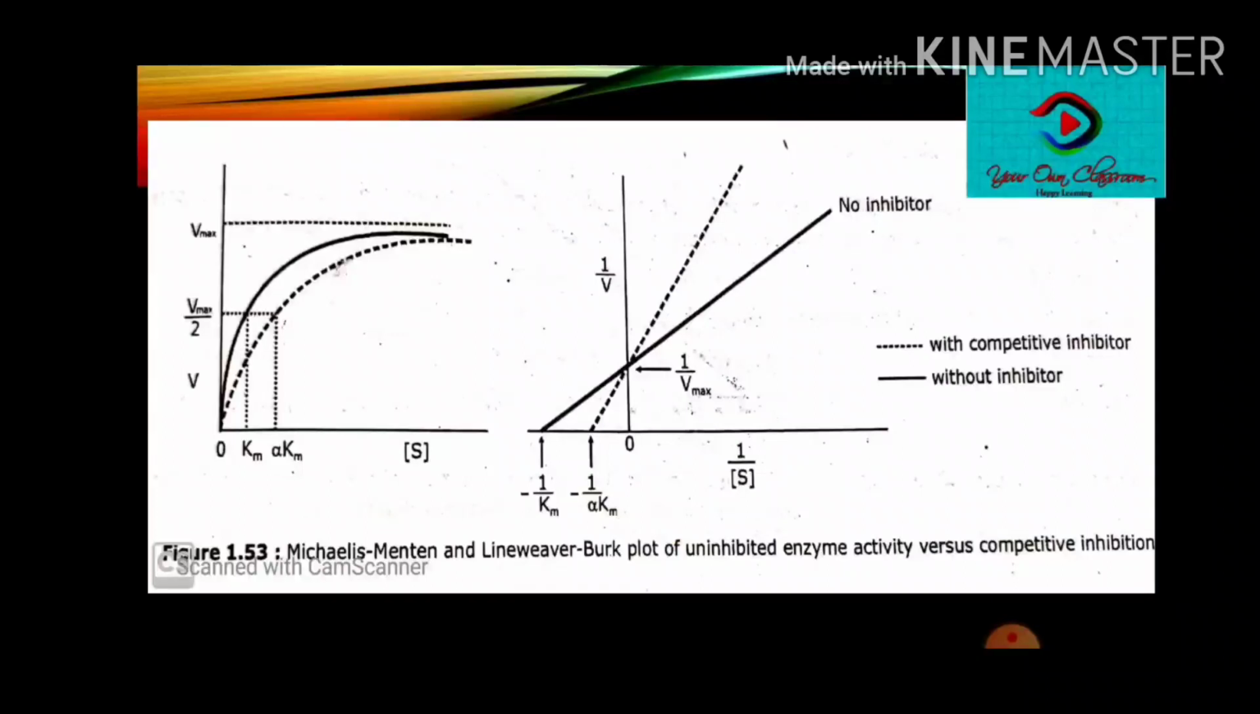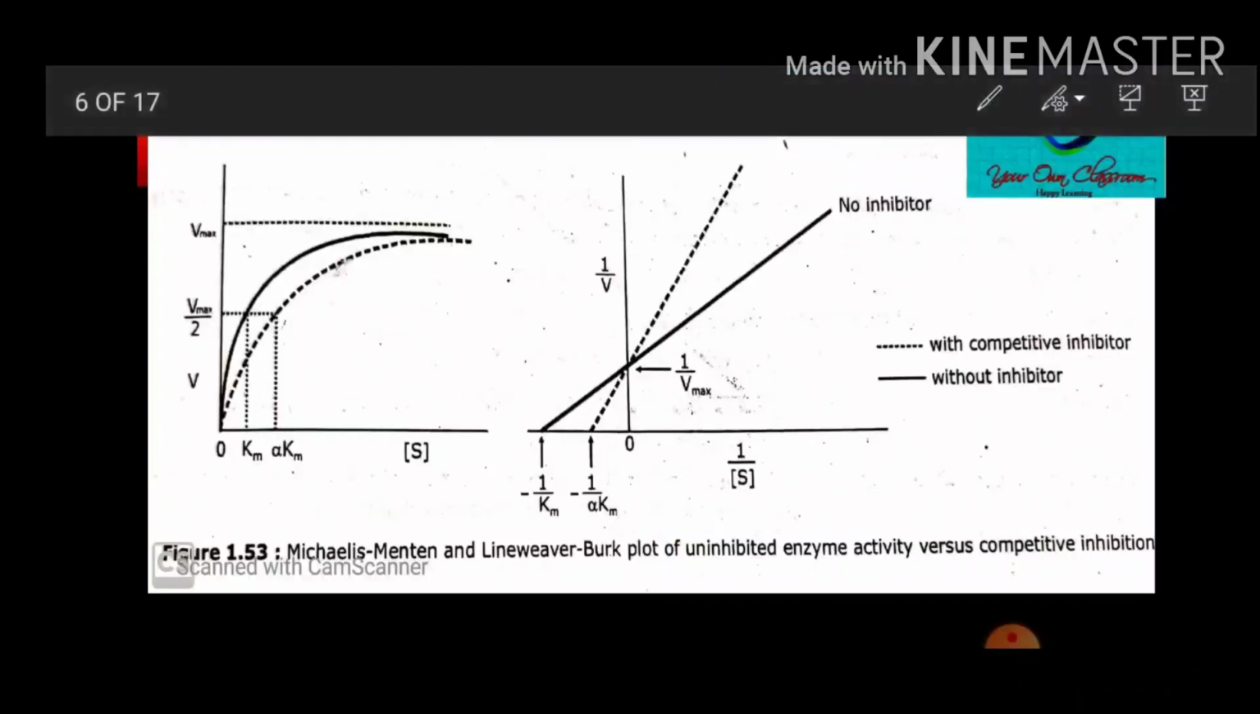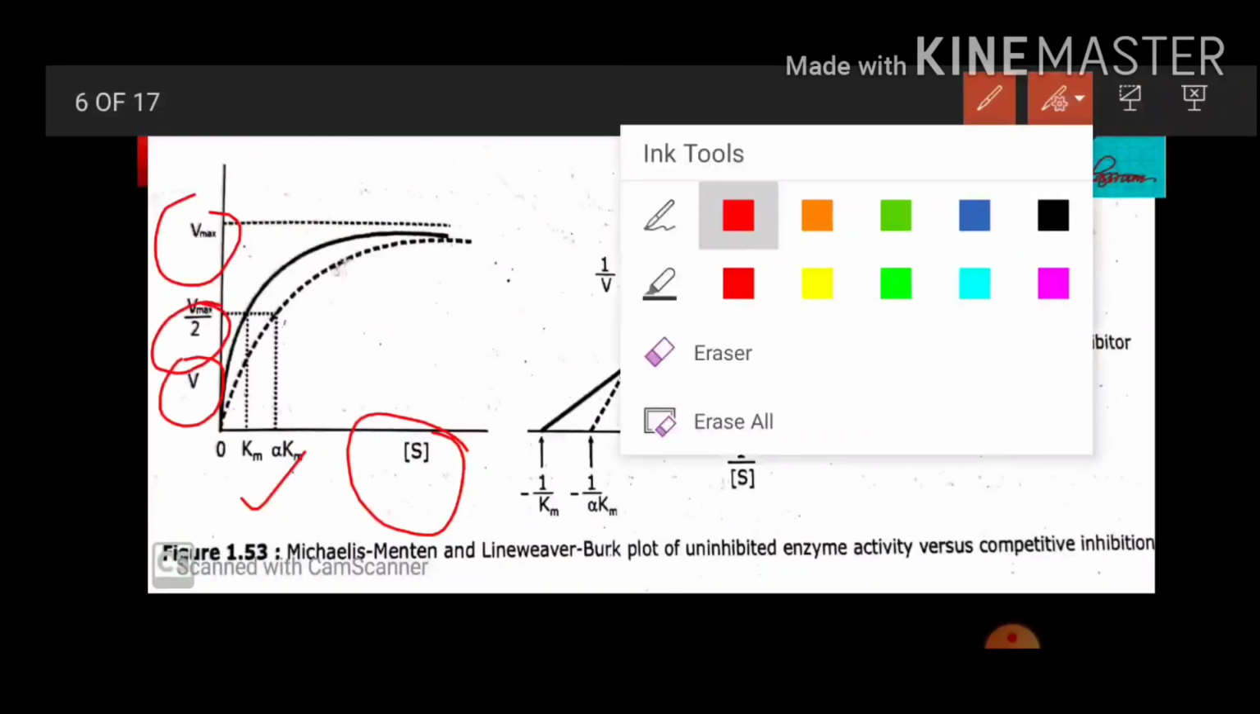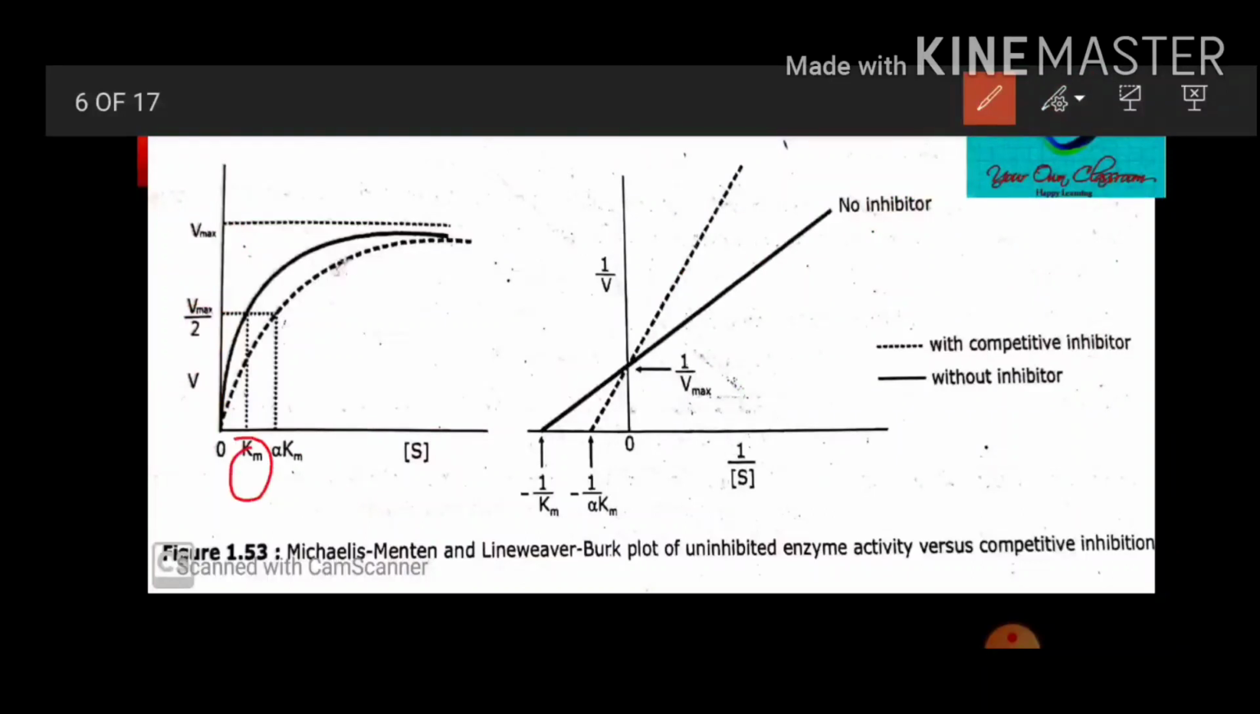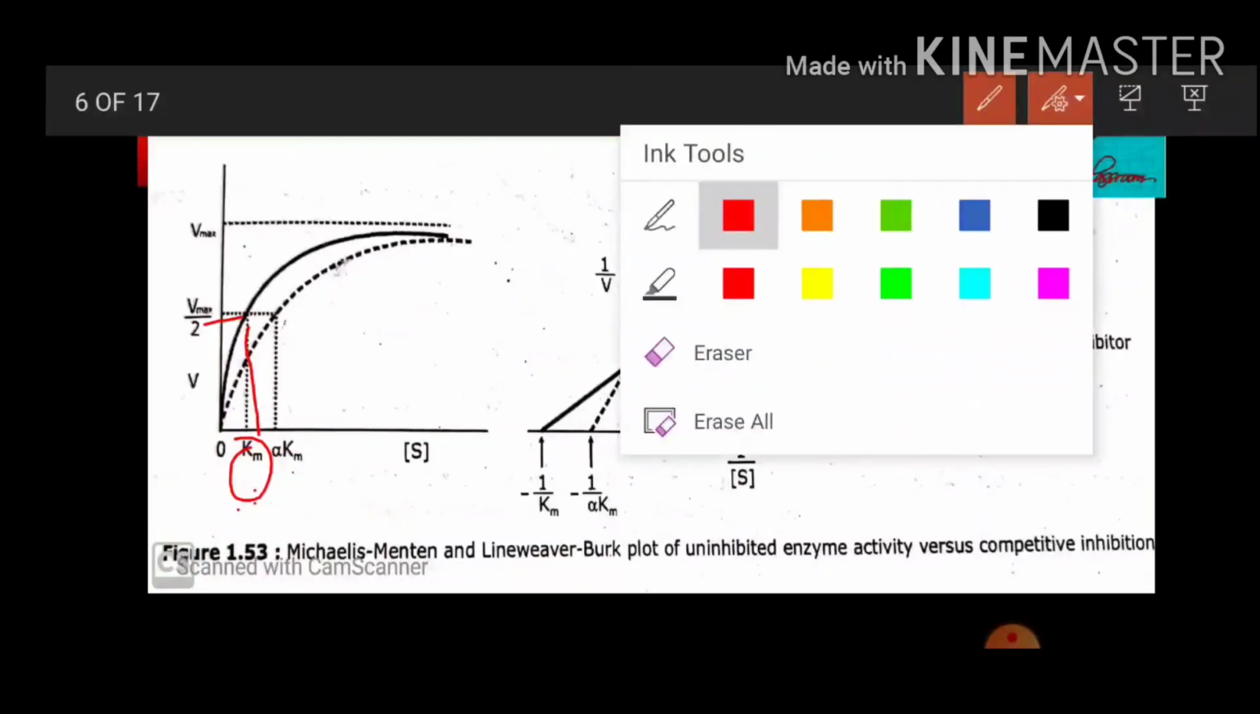Now let's look at this curve. If you remember the Michaelis-Menten equation, then this curve is not really tough for you. On the x-axis you can see substrate concentration, on the y-axis velocity. Vmax is the maximum velocity that can be achieved, and Vmax by 2 is half of the maximum velocity. And what is Km? Km is the substrate concentration at which the reaction reaches half of its maximum velocity. Meaning the concentration of substrate at which the reaction reaches half of its maximum velocity.